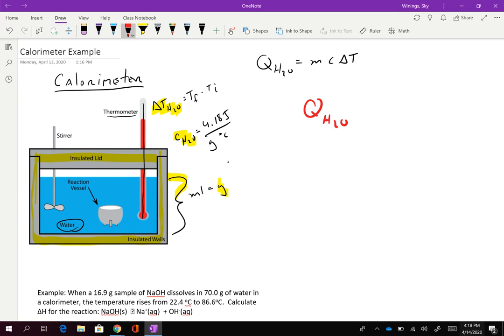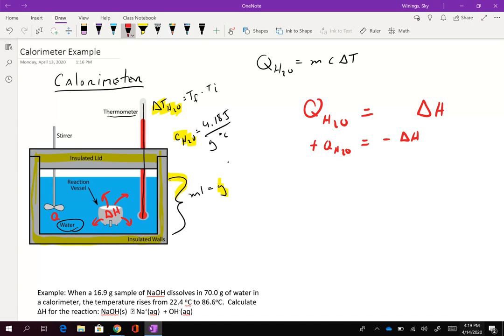What this allows us to do is, the Q of water will equal the enthalpy of a reaction. Inside this vessel right here, we have a reaction that takes place. If the reaction is exothermic, giving off energy, then the Q of water is going to be gaining that energy. So a positive Q of H2O will give you a negative enthalpy from the reaction.